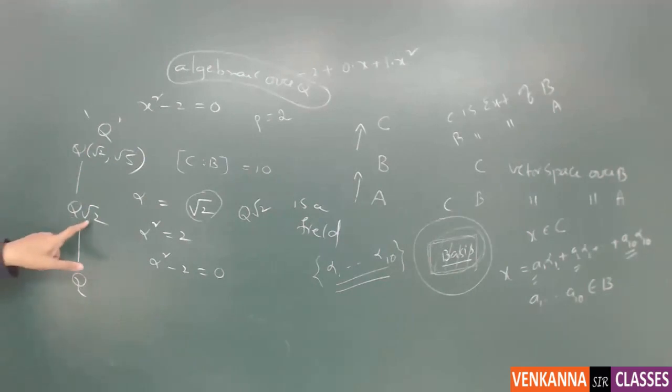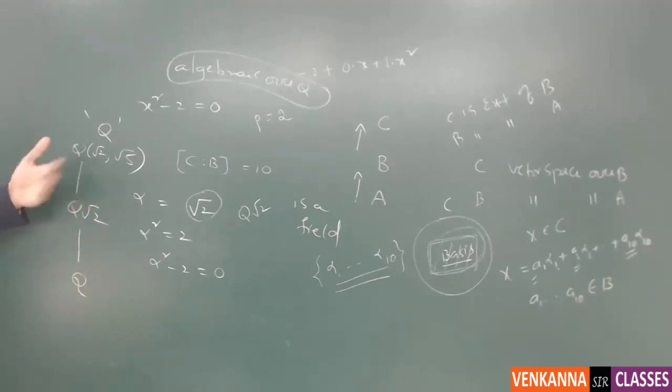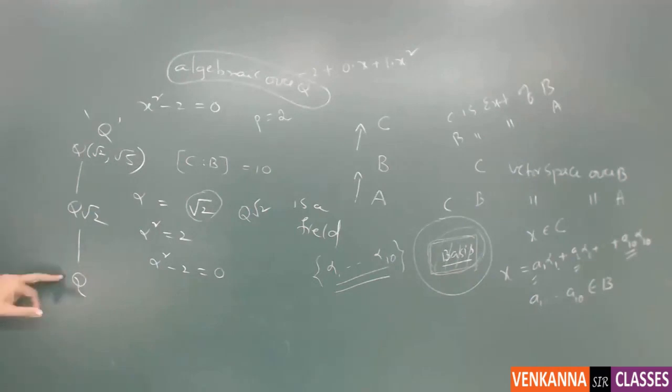Here I have taken only one value in addition, I mean extra. Here I have taken two values extra when compared to Q. So this is an extension of Q and this is an extension of Q of root 2. Automatically this will become an extension of Q. Are you clear? What I mentioned?